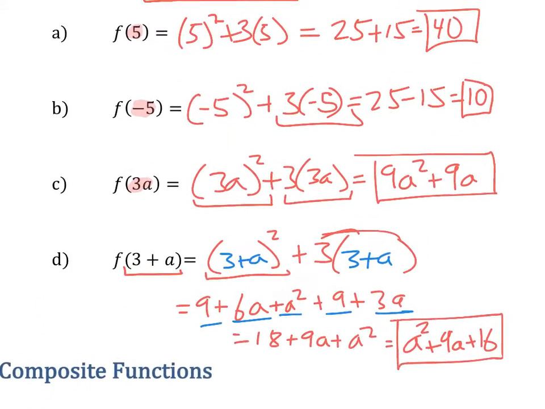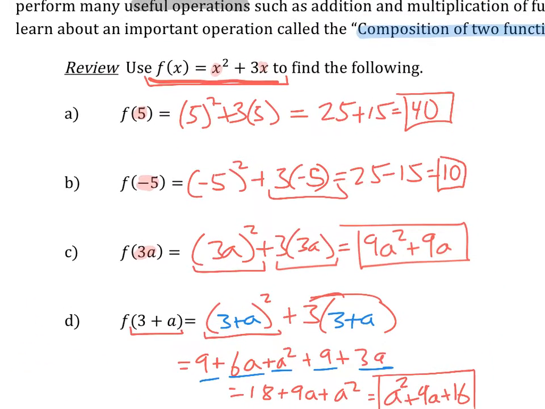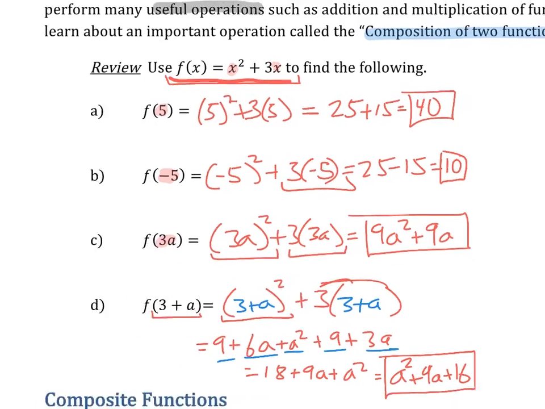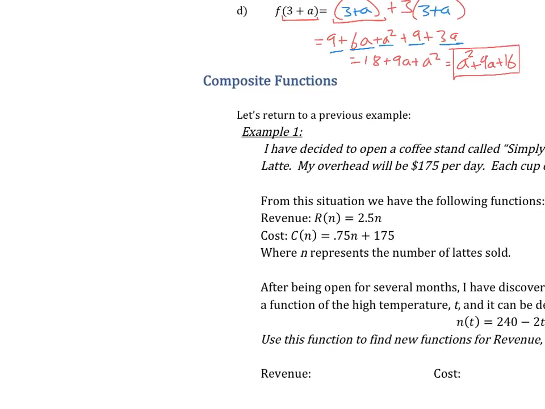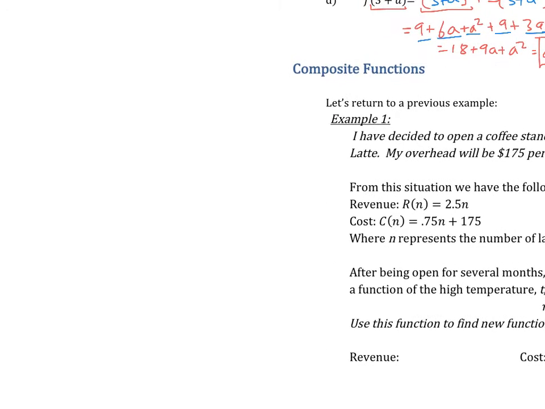So what we just did was we took a function, in this case our f of x that we defined, and we started putting numbers in it, but then we started putting other things into it, like 3a and 3 plus a. And these are like little functions. So what we're doing here is what we call a composition of functions. Now, let's think about something here first for a moment before we get into the mathematical composition here.